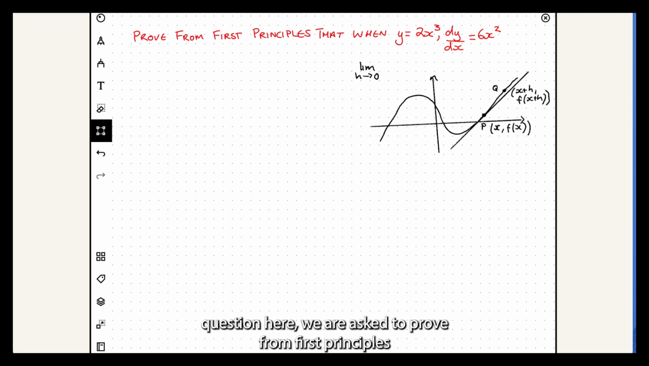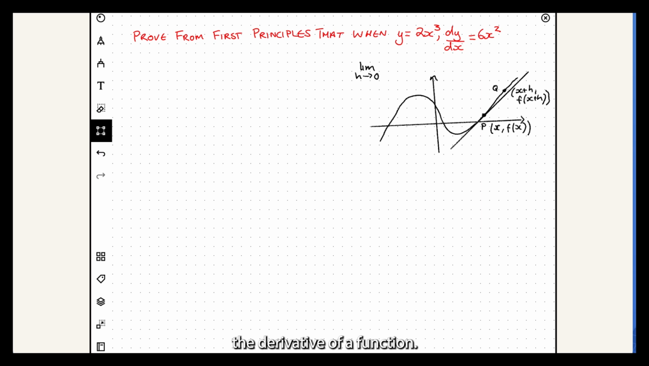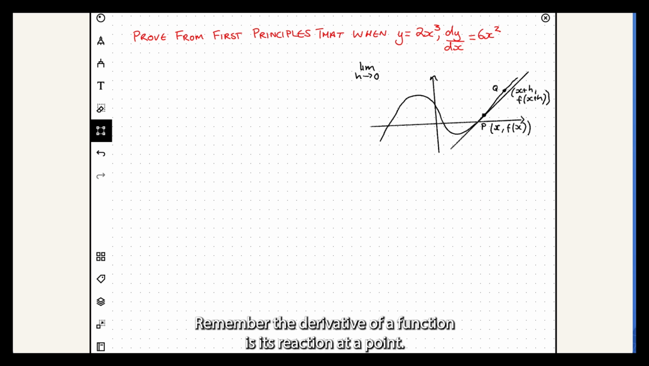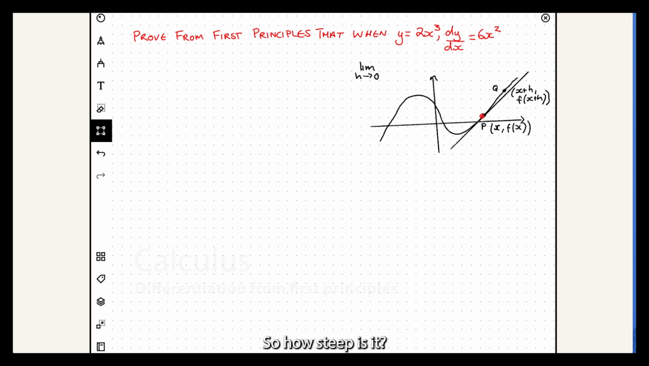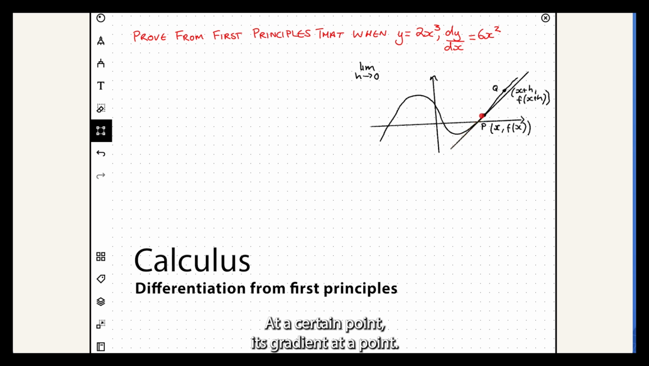Okay, so in this question here, we are asked to prove from first principles the derivative of a function. Remember, the derivative of a function is its rate of change at a point. So how steep is it at a certain point, its gradient at a point. And in order to do that, we look at small changes. I do go over this in another video, so this is just an outline here.